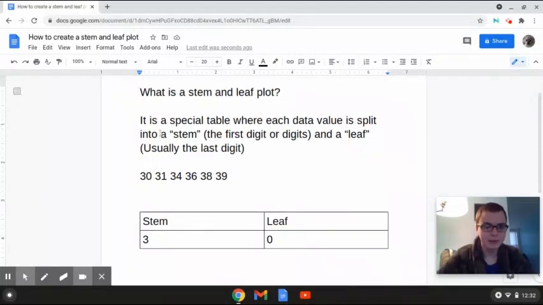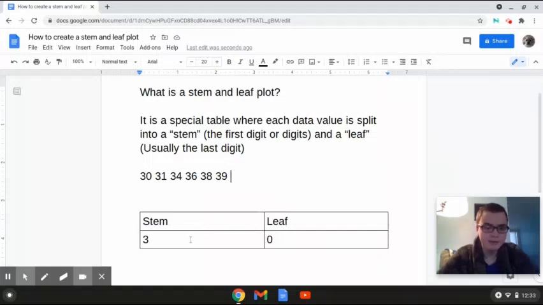A stem and leaf plot is a special table where each data value is split into a stem, which is the first digit or digits, and a leaf, which is usually the last digit. Alright, so below here, I have an example stem and leaf plot where we are given the numbers, which are 30, 31, 34, 36, 38, and 39.